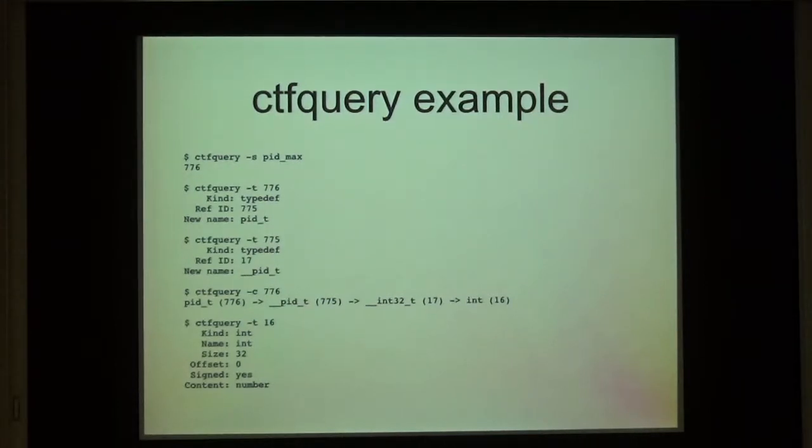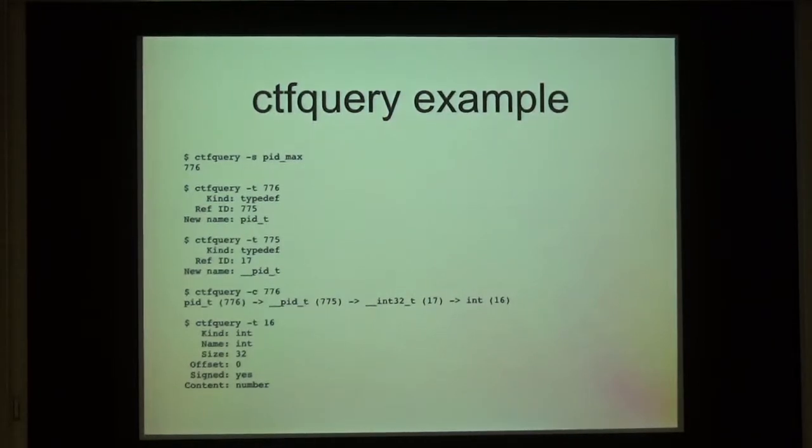Those are the typedef chains that I was talking about, and there are a lot of them. It was super annoying, so I created the -c option, which is like a chain. If you give it a typedef, it will follow all the typedefs until it finds the real type, which evaluates to type 16, which again with -t turns out to be an integer that has 32 bits, and it's signed.